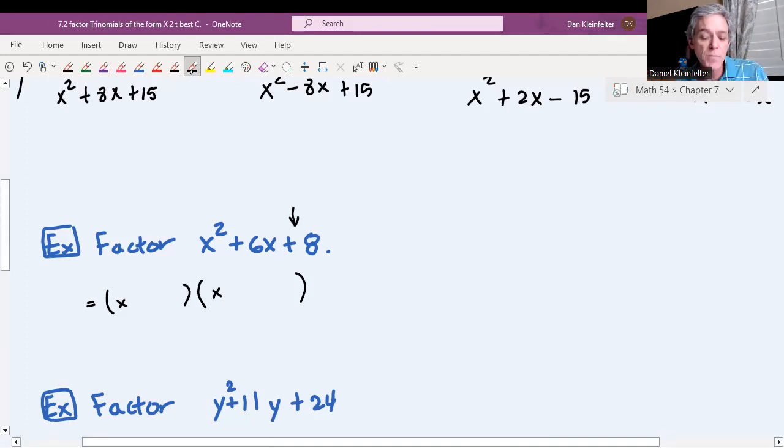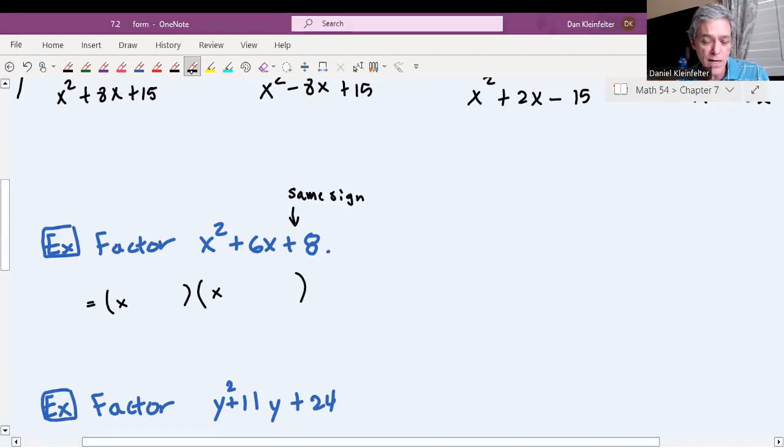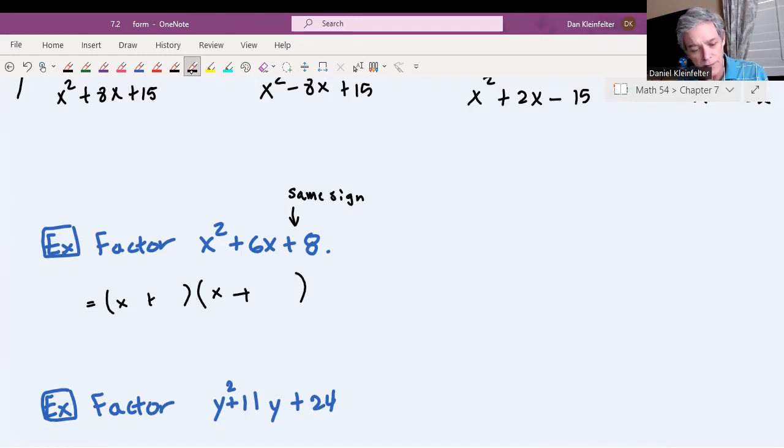Notice that the constant term is positive. And we know that a negative times a negative is positive, and a positive times a positive is positive. So these two things that we need to find have to be the same sign. That's what this plus sign tells me. Since it's positive, it's either going to be both plus or both minus. We just have to decide which. You know which by taking a look at the coefficient of x, and here it's positive. So these are the same sign and both positive.